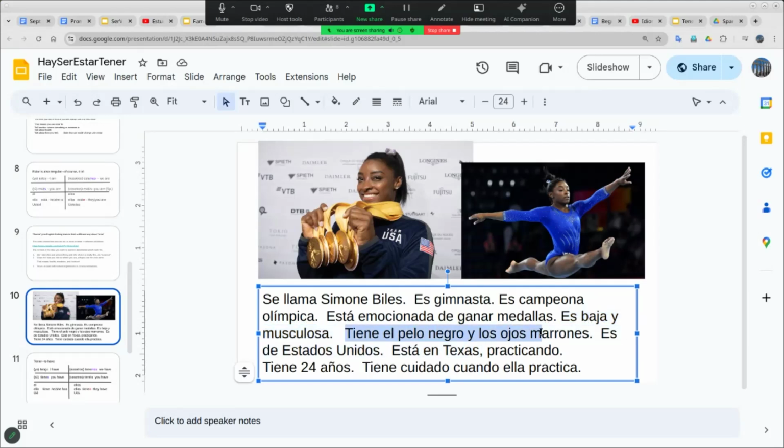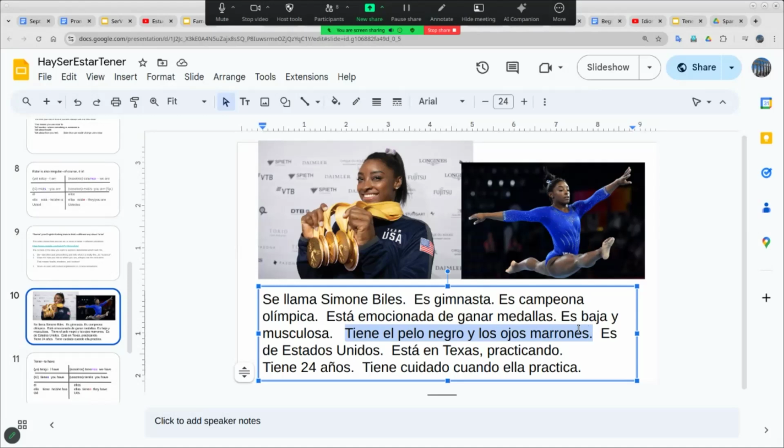Now I'm going to switch to tener because she has a certain color of this stuff, el pelo. Tiene el pelo negro. She has black hair y los ojos marrones and brown eyes. Okay. And there, I use tiene because she is not just a pair of eyes. Her whole body is not just a pair of eyes. You have eye color, you have hair color. Tiene el pelo negro. She has black hair.